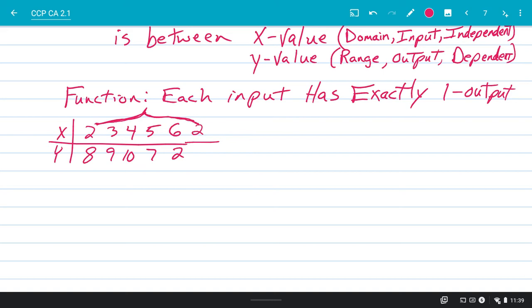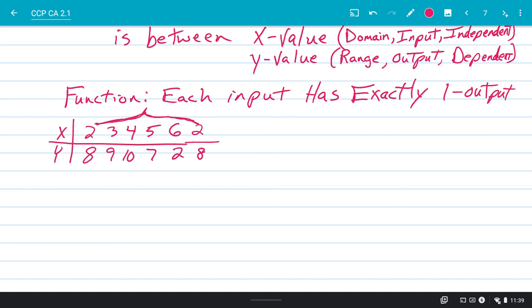What if the output right there is an 8? That's still a function then, isn't it? Yes, it would still be a function, because even though it appears twice, the input is 2 and the output is 8. Same input, one output.